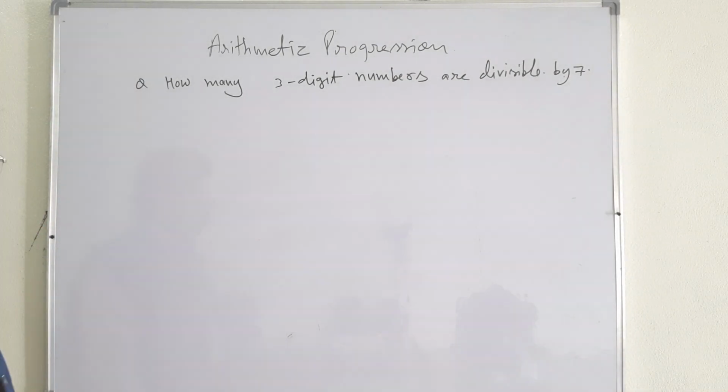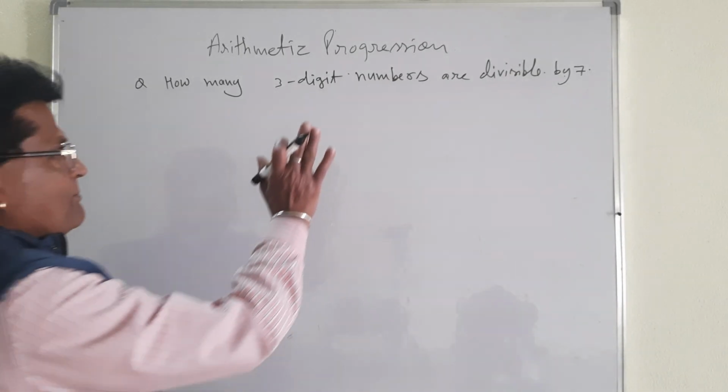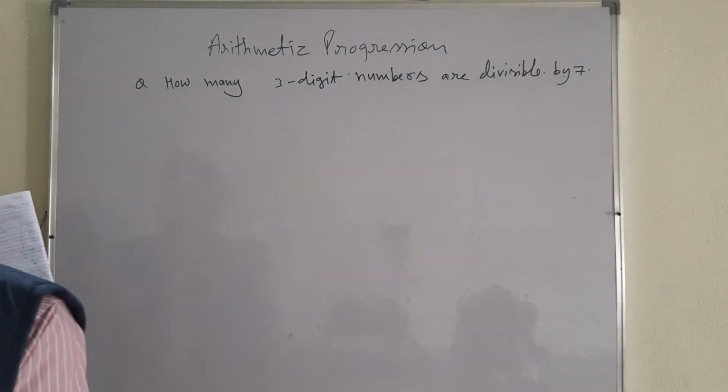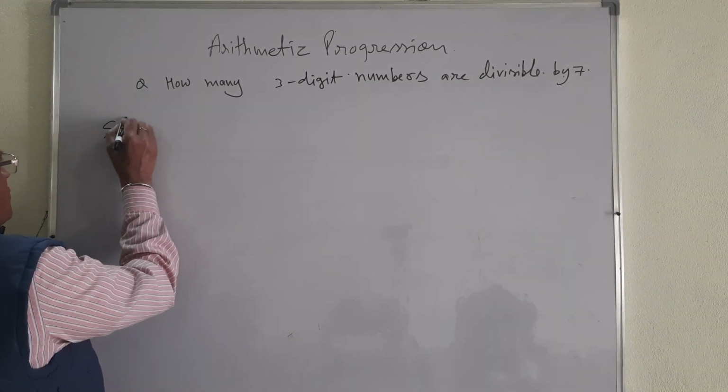First of all, you have to give the list of numbers which are divisible by 7. But the number should be 3 digit. Then what will be the first number? Let me take the solution.